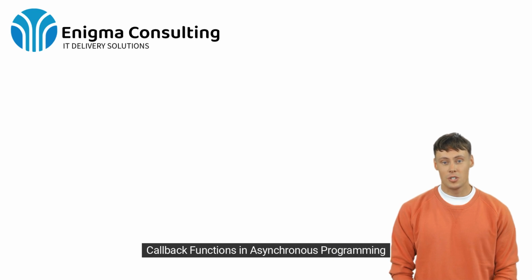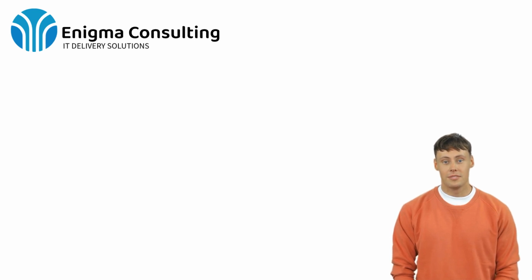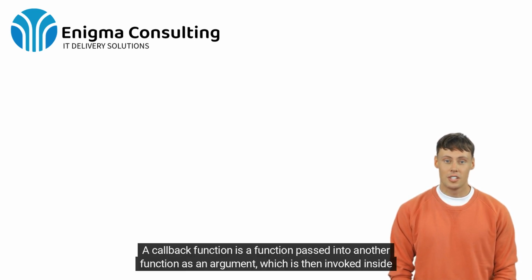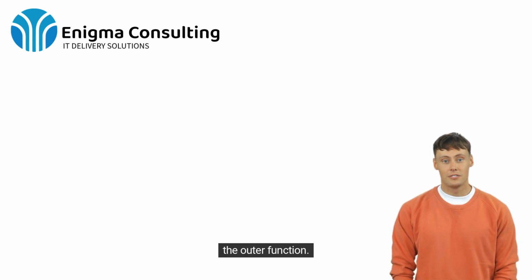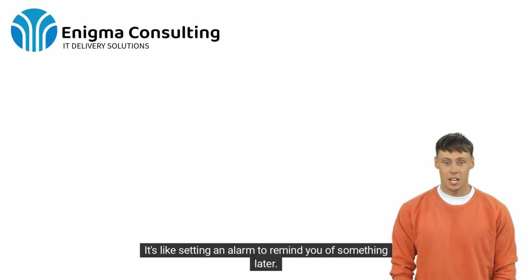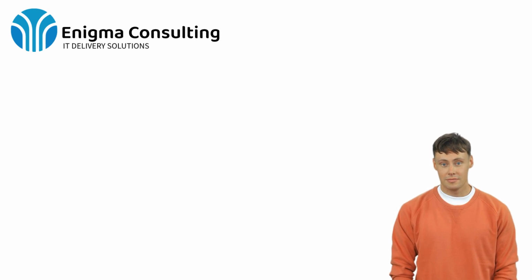Callback functions in asynchronous programming. Introduction to callbacks. A callback function is a function passed into another function as an argument, which is then invoked inside the outer function. It's like setting an alarm to remind you of something later.